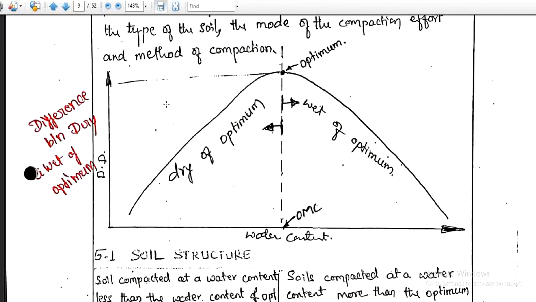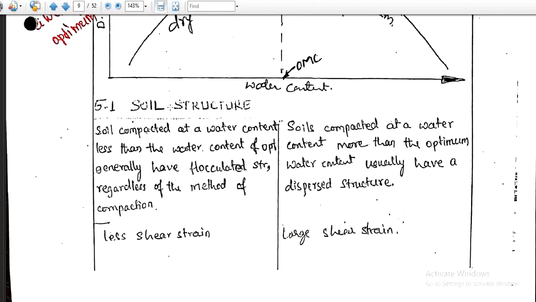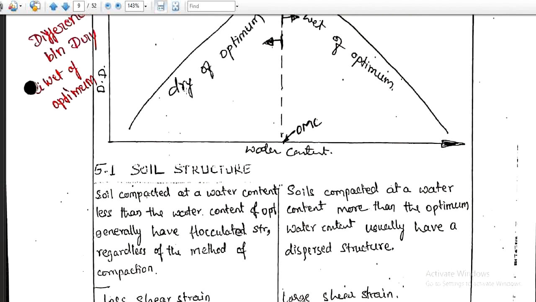Now if I take the compaction curve, on x-axis there will be water content and on y-axis there will be dry density. If I divide this particular compaction curve in two parts, left part is called dry of optimum, right part is called wet of optimum. The difference between dry of optimum and wet of optimum we are going to see over here. The part which I am writing on the left side is for dry of optimum, and the part which I am writing on the right side is for wet of optimum.